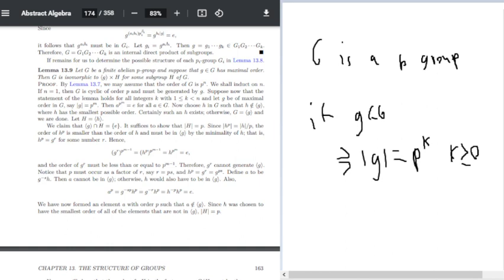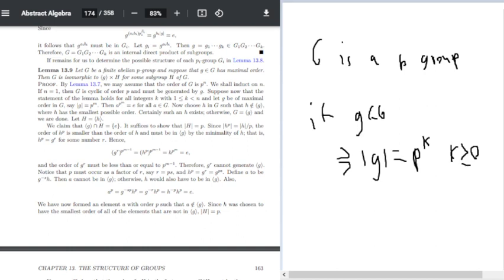Then a^(p^m) = e for all a in G. Now, choose h in G such that h is not in the cyclic group generated by g, where h has the smallest possible order. Certainly such an h exists. Otherwise G is equal to the cyclic group generated by g and we are done. Let H be equal to the cyclic group generated by h.